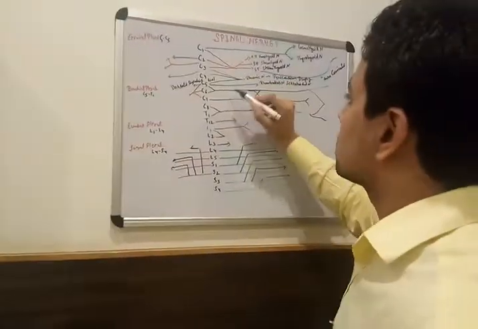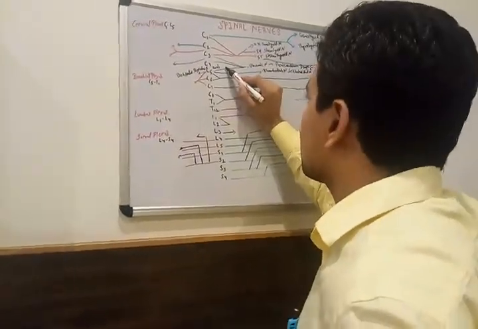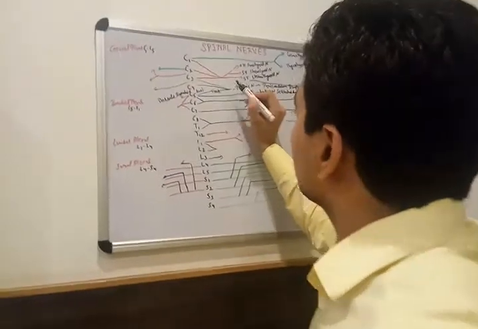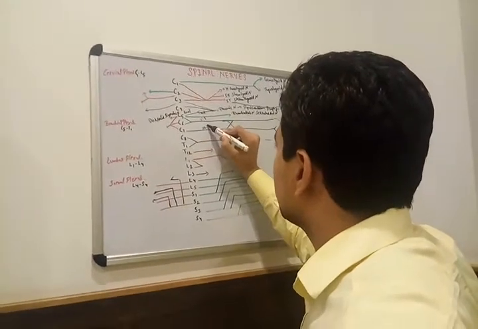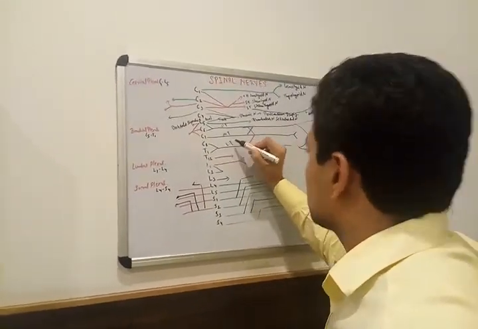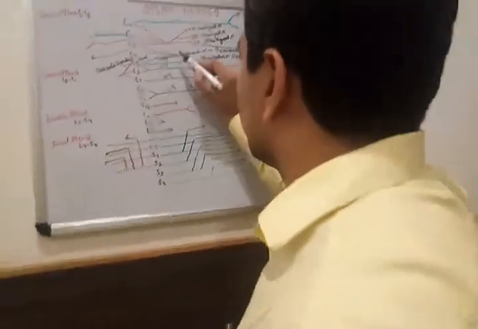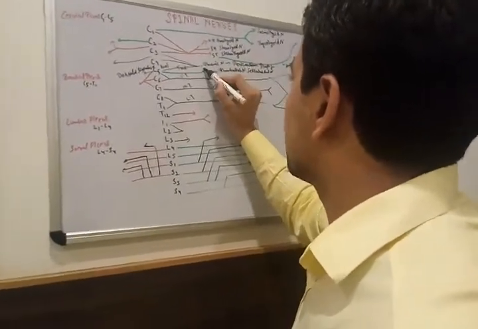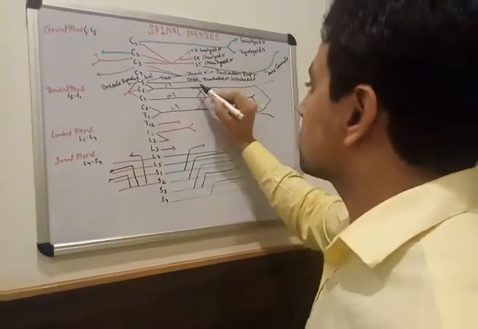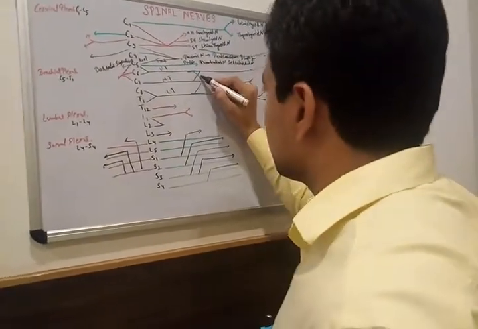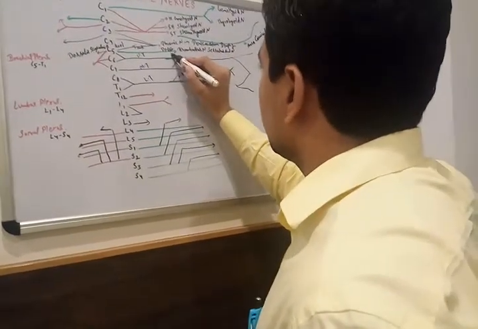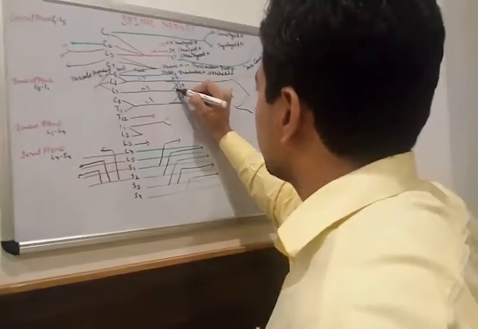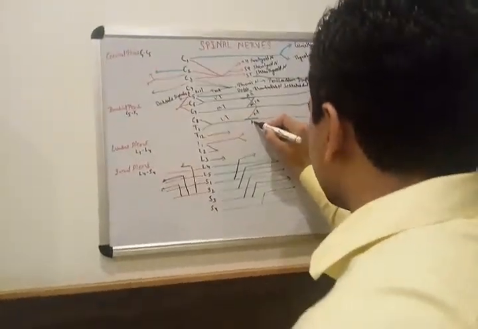These are the roots. Then "to" represents trunk. There are three trunks: UT is the upper trunk, MT the middle trunk, and LT the lower trunk. Then "drink" means divisions. The divisions include the posterior division, PD, the red one, and the anterior division, AD, the green one.